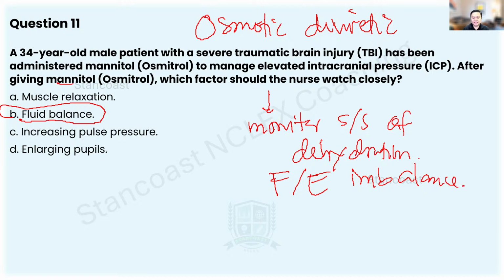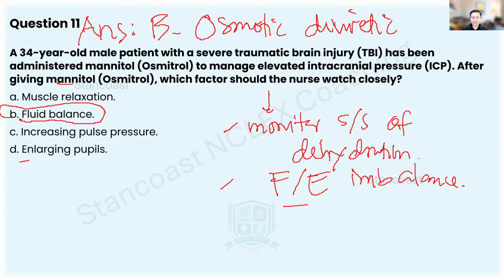All right. You have to monitor signs and symptoms of dehydration and fluid electrolyte imbalance, especially with potassium. That's a key cation that you should be paying attention to. Fluid balance is the answer. If you had answered letter D, enlarging pupils, why would you answer letter D, enlarging pupils? Will that really correlate directly to the administration of the osmitrol?